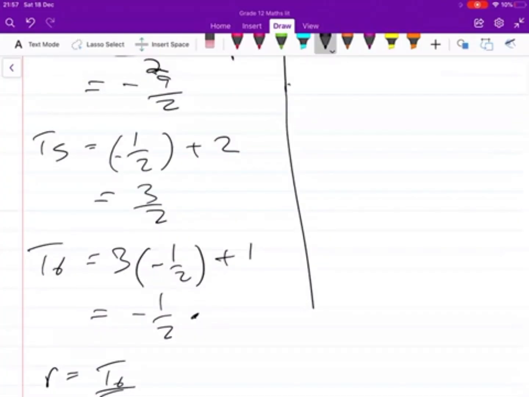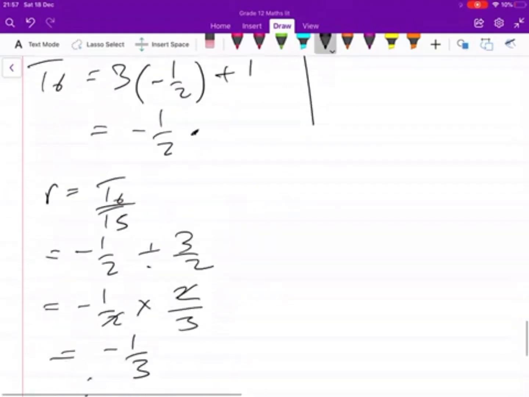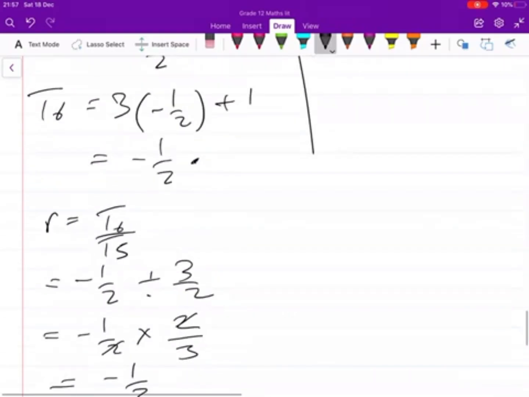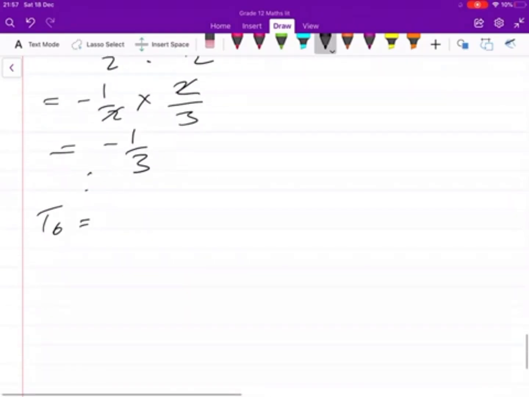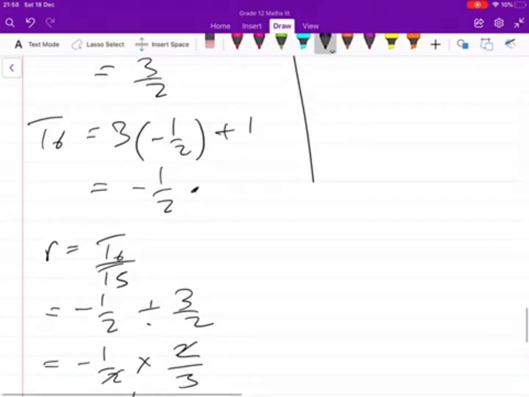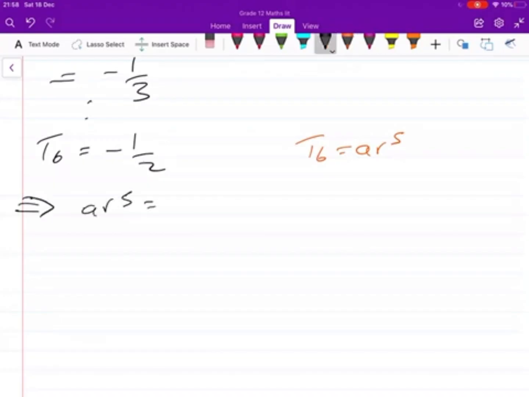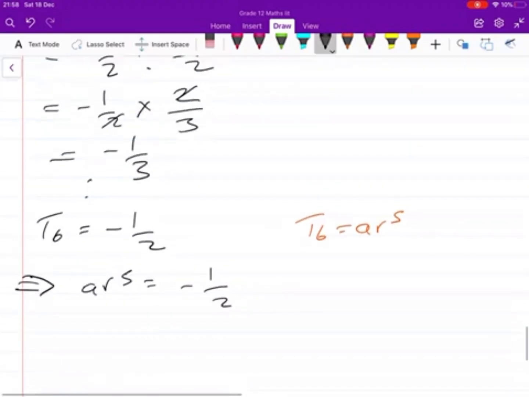At least we have our value of R. All right, then we are left with determining what is the value of A. We can use T6. Well, we know that T6 equals -1 over 2. That is what we got there. But me and you know that T6 is the same as AR to the exponent 5. So therefore, this implies that AR to the exponent 5 equals -1 over 2.